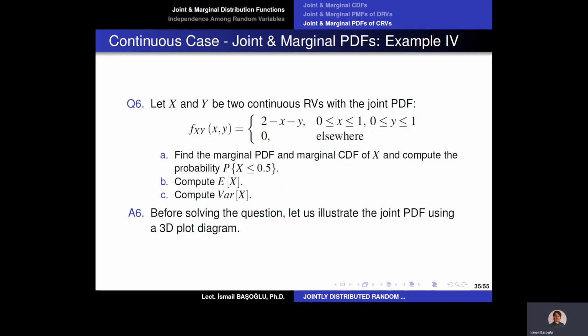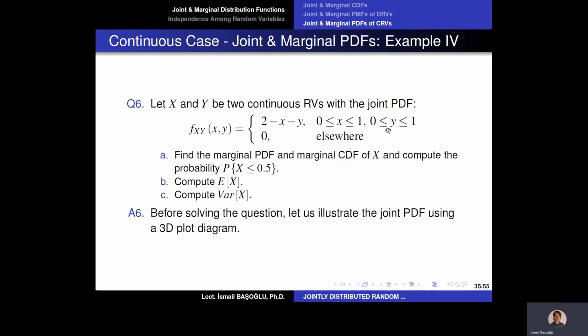In many of our examples that we have solved in the theoretical course, just for simplification purposes, we were defining the joint distribution within the unit intervals. However, generally speaking, just like any other random variable, these random variables as well can be defined in any interval. Okay, so this is a simple joint PDF, which is defined in the unit square.